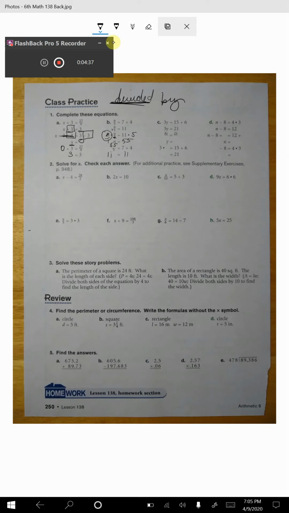3y equals 15 plus 6. I can do 15 plus 6, that's 21.